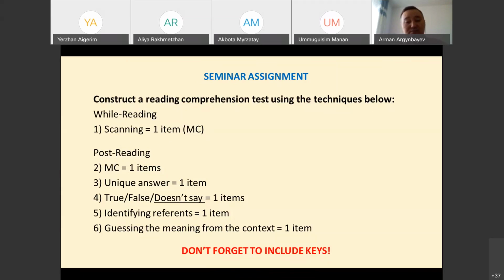Identifying reference. Those are usual pronouns: what does it, or she, or he, or they in line 35 mean, for example? And guessing the meaning of the word from the context. And of course, you'll have to input keys. Students usually forget it, but this is very important. And we'll do it during the seminar.